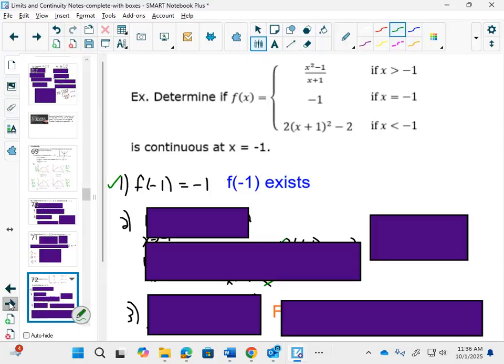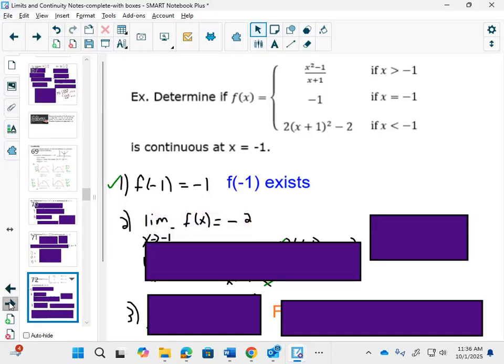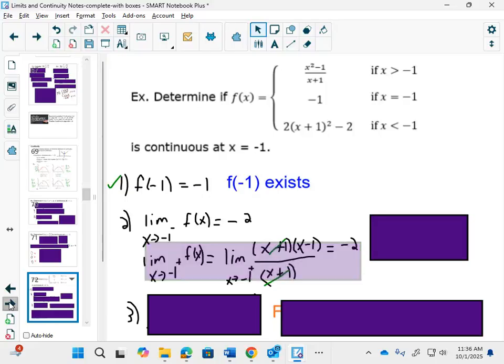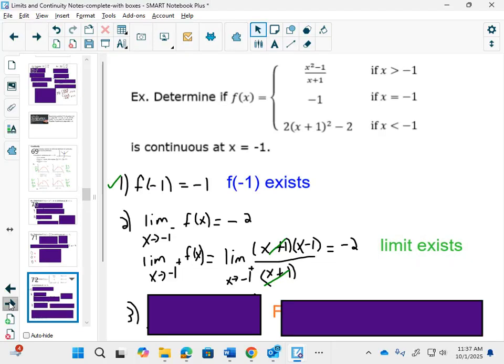What about the limit? If we look from the left side, the limit is -2. If we look from the right side, the limit is -2. Therefore, the limit exists, and step 2 is good for continuity. The limit exists. It's equal to -2 from the left side and the right side.